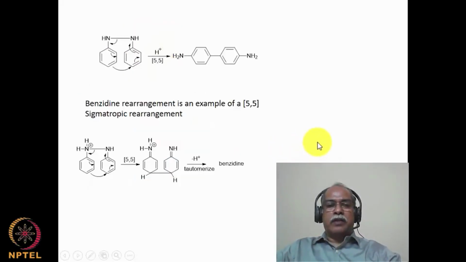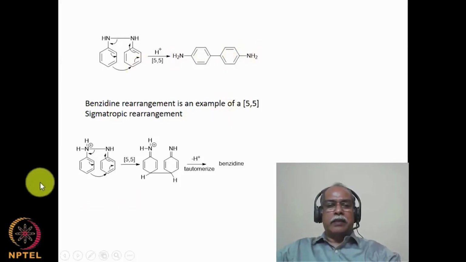Now the most famous 5,5 sigmatropic rearrangement in aromatic chemistry is the rearrangement of hydrazobenzene under acidic condition to benzidine. This is the rearrangement where the hydrazobenzene is under hydrochloric acid conditions, concentrated hydrochloric acid condition. When it is heated, it undergoes a 5,5 sigmatropic rearrangement to give para-benzidine as the product.